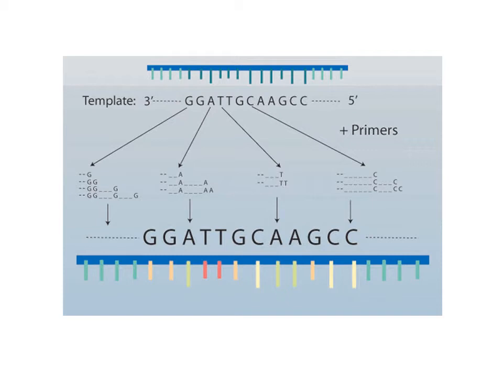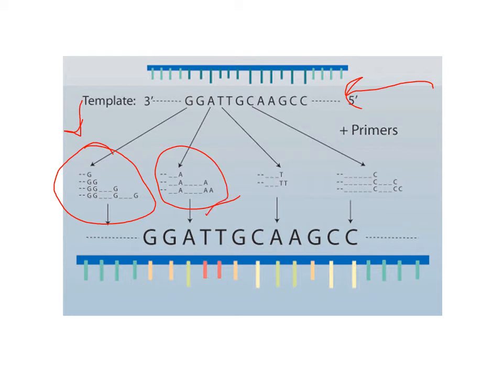So let's take this as an example. Again, imagine that this top strand is the unknown. You don't know what it is. So you generate your 4 reactions, one with dideoxy G, A, T, and C. You generate a family of fragments that ends in G, a family that ends in A, a family that ends in T, and all of these would end in C. Now, out of all 4 tubes, you've generated pieces of DNA that end at every position in your unknown.